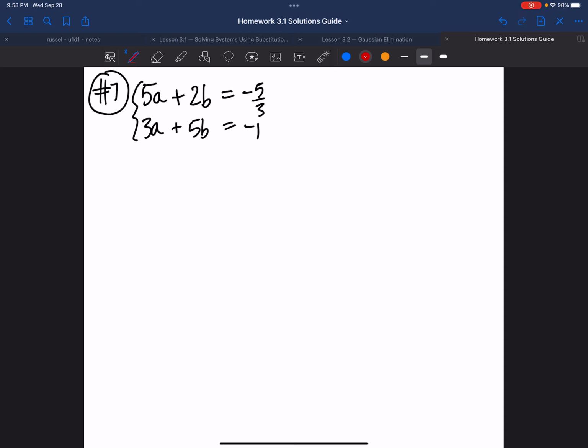Okay, so let's see. How do we do this? We have to use elimination here. How do we go about doing this? Well, pick a letter. Does not matter which. To solve for, to eliminate, right? Pick a letter to eliminate. So you have a few choices here. You've got this 5a, 2b, 3a, 5b, right? Do some forward thinking here.